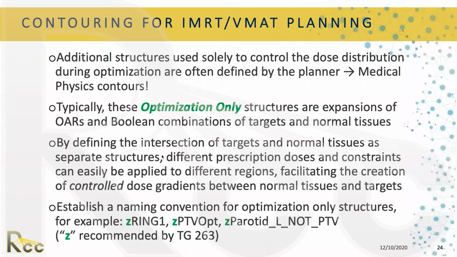And also, as I insisted before, a suggestion is just to make sure that you have a naming convention. As I said before, remember from the TG-263, from the AAPM article, they suggest to name these structures with a Z at the beginning. Again, this is something that you can take or not, but it actually makes your list of contours much more visually readable.